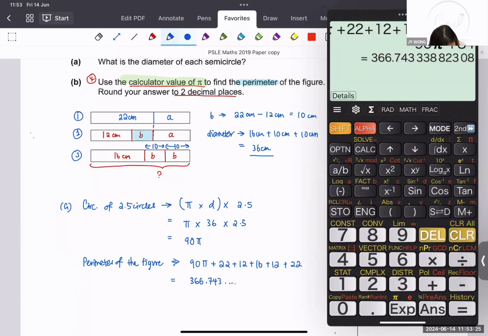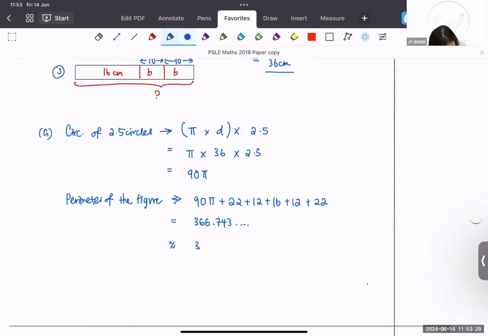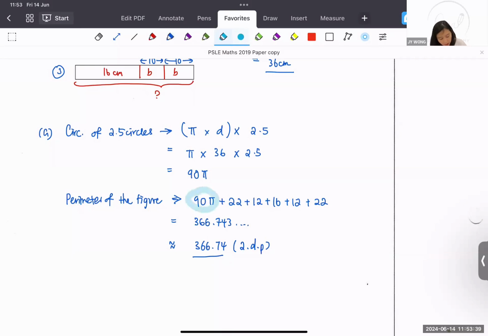Then once you're done, you write down 366.74. They want 2 decimal places, so I will give 3 decimal places, I put dot, dot, dot, then I round it off. 366.74, 2 decimal places. So this is the answer. You evaluate your pi in the last step so that you do not have issue writing long strings of numbers. You can keep it towards the end and key into your calculator. Some of you will ask, can I not write this step, straight to the answer? Can, but make sure that you use the approximate sign. Okay, so this is for question 16.